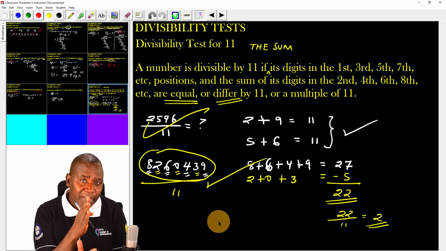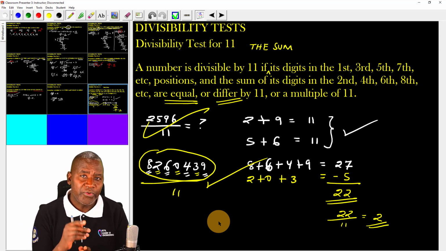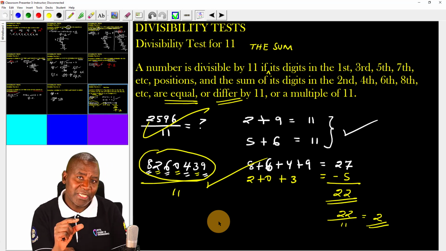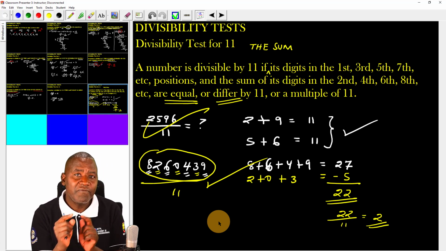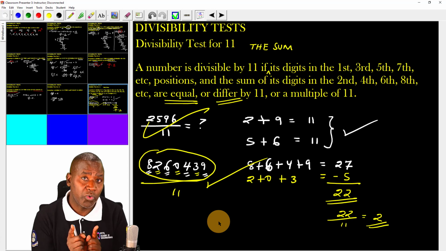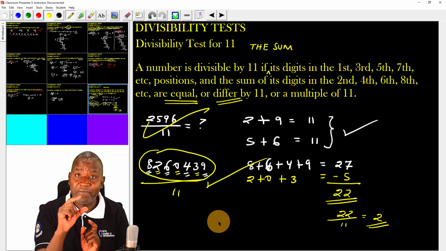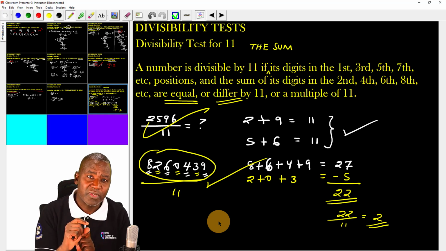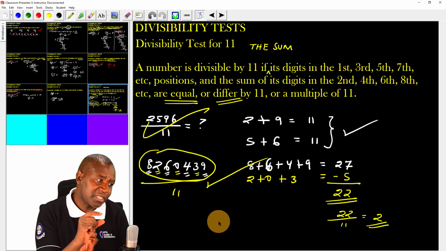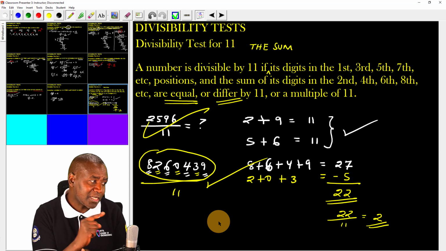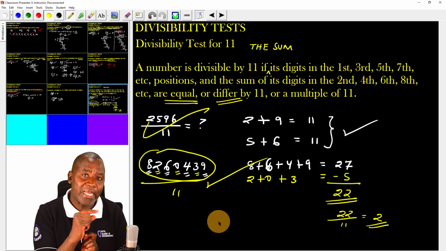Again, you add all those digits. You get the first sum, you compare it with the second sum. If the two sums are equal, then that number is divisible by 11. If they are different, then you find the difference between the two sums. If the difference between the two sums gives you 11, then that number is divisible by 11.